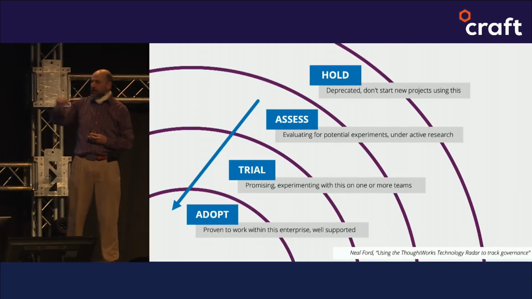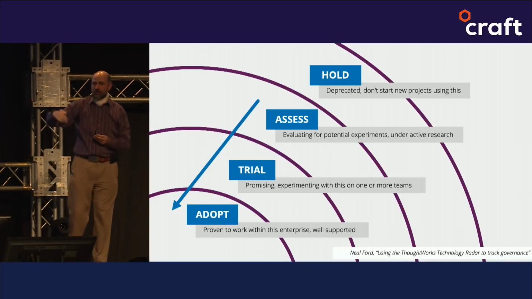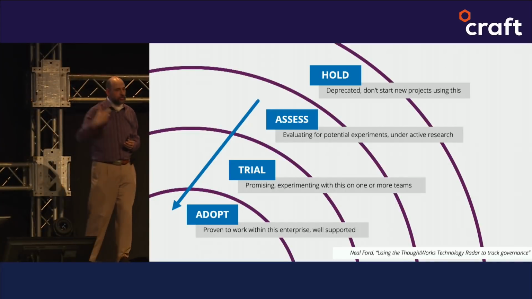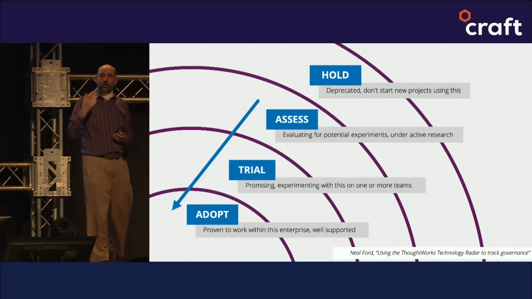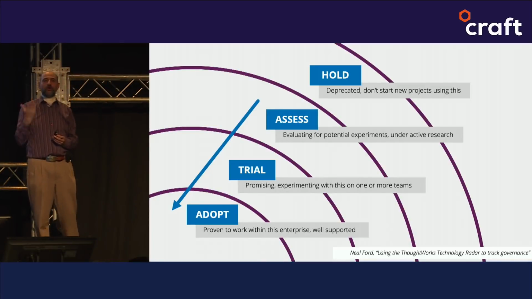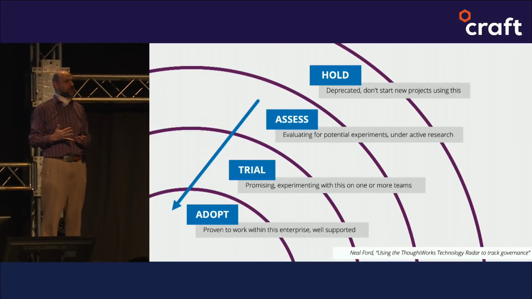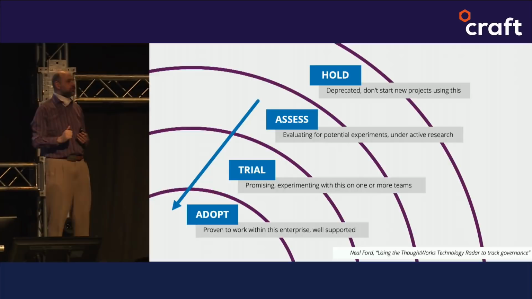And the easiest way, perhaps, to look at the rings is to go from the inside out, even though the arrow's pointing in, because that's the direction of most importance. It's easier to describe than coming out. So the adopt ring is the stuff that's proven, that you know can work well in your organization, and that you feel comfortable with. If a team says, yes, we're going to use these technologies and tools in the adopt ring, then we can go with that.